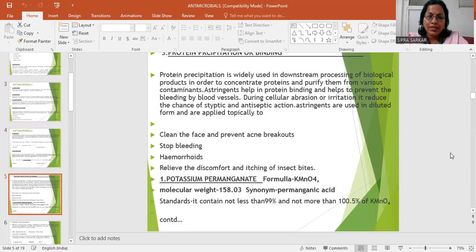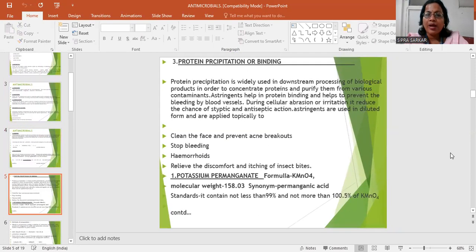Next, that is the protein precipitation or binding. That is used in case of acne or after the cutting of the beard. Then we use the alum. So protein precipitation is widely used in downstream processing of biological products in order to extract proteins and purify them from various contaminants. Like different contaminants can actually act on our skin. So astringent is one of the important agents. That is a chemical agent that helps in protein binding and helps to prevent the bleeding of the blood vessels.